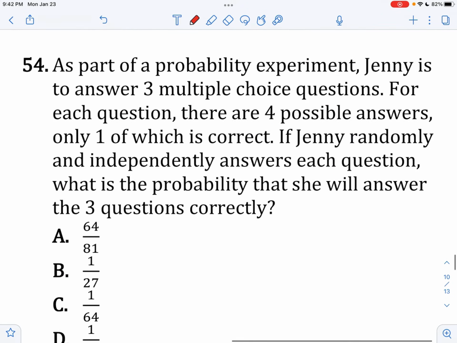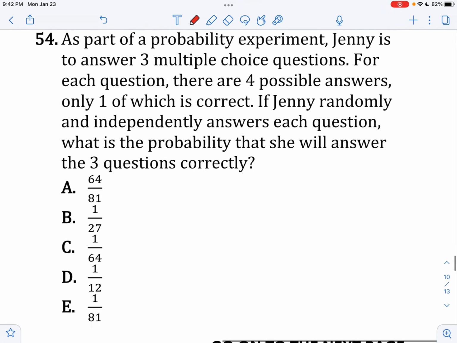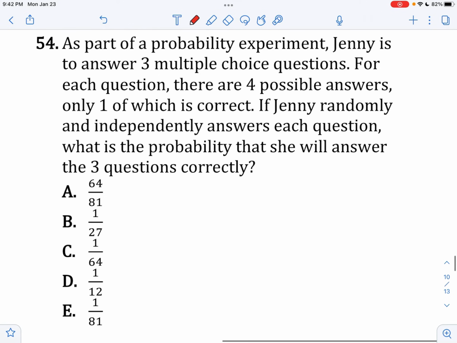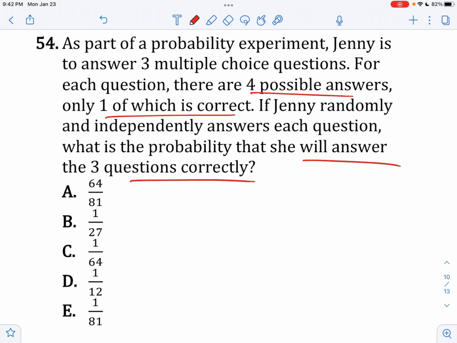As part of a probability experiment, Jenny is to answer 3 multiple choice questions. For each question, there are 4 possible answers, only one of which is correct. She randomly answers each question. What is the probability that she will answer the 3 questions correctly? So 1 out of 4 chance for each one, and there's 3 of them, so you just multiply that probability by itself 3 times over, so you end up getting 1 over 64.